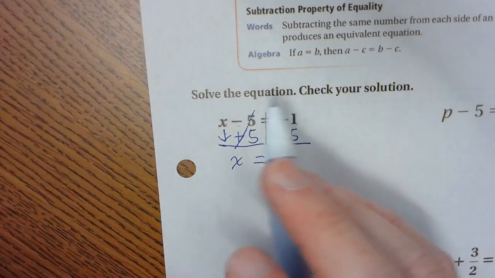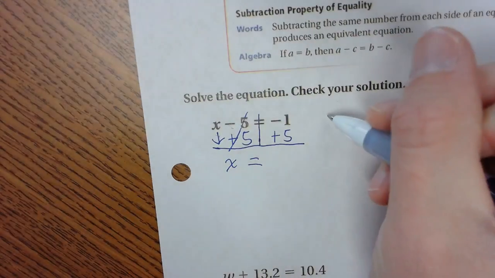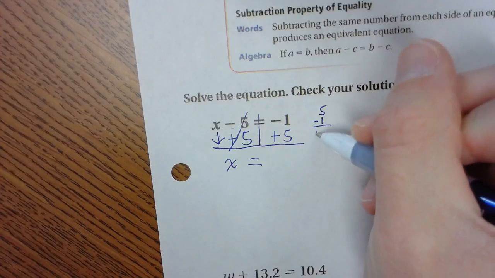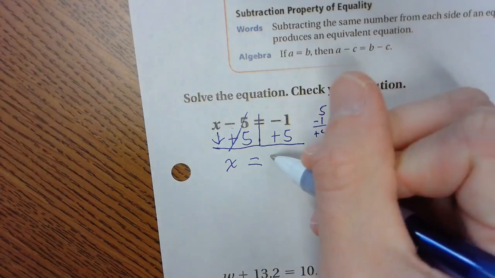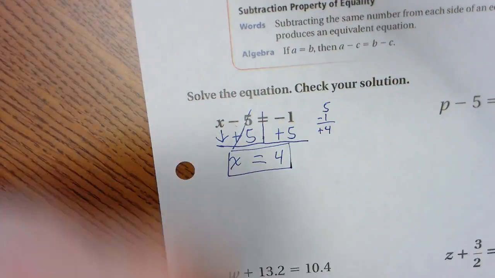Now, depending on how comfortable you are with integers, some of you may still need to go off to the side. Those are different signs. So I subtract, I keep the sign of the 5, and I end up with positive 4. Okay, so that is my answer.